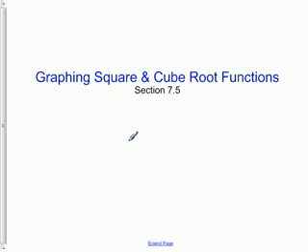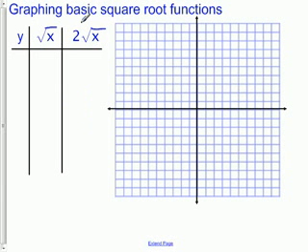We're going to take a look at graphing square root and cube root functions in this tutorial. We're going to look at their base functions first, and a little bit about what happens if we multiply them by a constant. And then we'll take a look at what it means to translate any function that is a square root or cube root function off of those base functions. So let's start with our basic square root function.